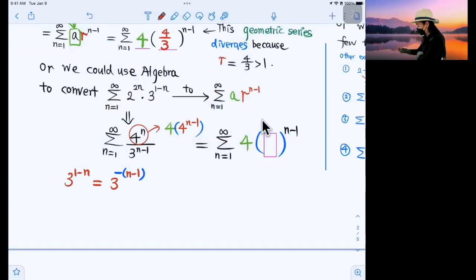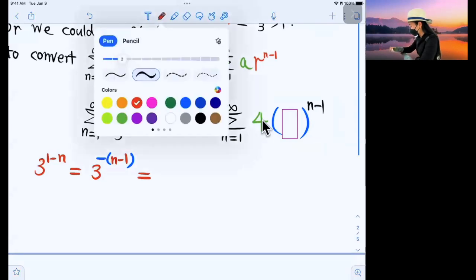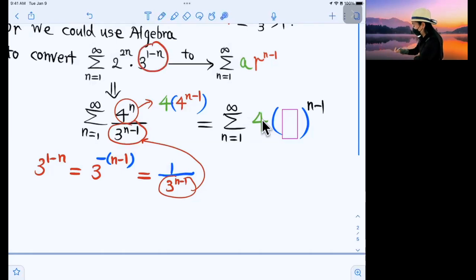And that way, this one here is equal to, when you have this negative sign here, that means reciprocal. So that's the same as 1 over 3 to the n minus 1. And that's why this one here is this. Okay, so that's how we got that. So 3 to the 1 minus n, if you put that in the denominator, that will be 3 to the n minus 1, the opposite of it.